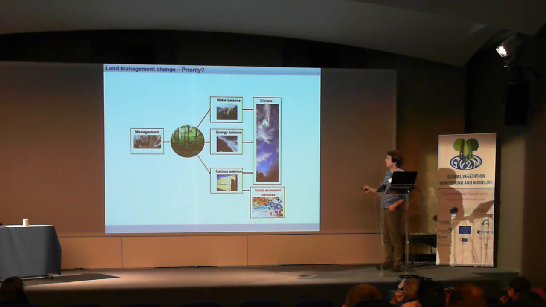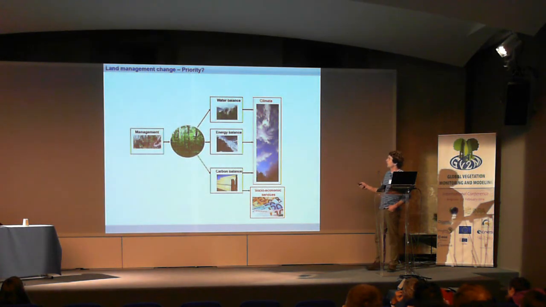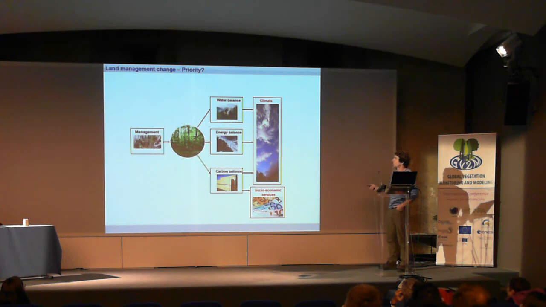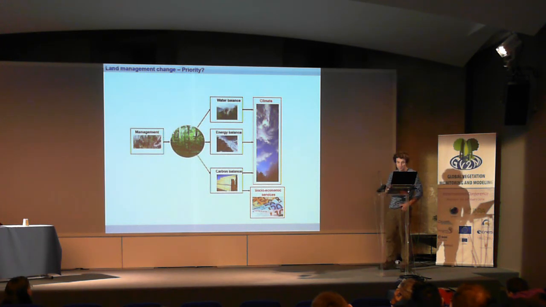So if we implement land management in the classic way, the question is, if we change the management, what will happen to the water balance, energy balance, carbon balance, what will happen with the climate, and what will happen with the services we can provide? For the moment, I think there's not much support for this reasoning, because the common thought is that if we change one forest for another forest, the impact of land management is expected to be very small.